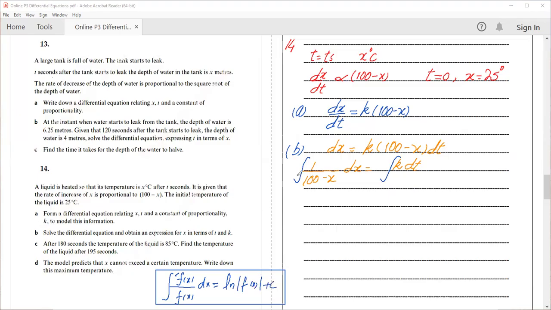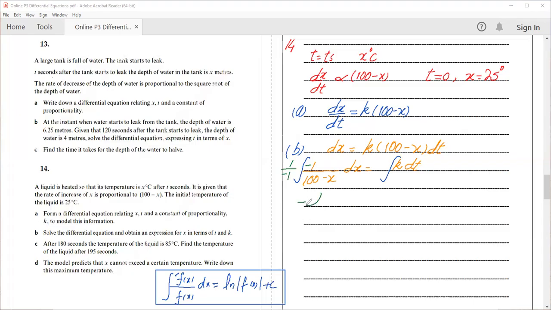So what will be the answer of the left hand side? The denominator has terms involving x. The whole power of the denominator is 1, but its derivative is not over here. So you have to multiply by 1 over here and divide by minus 1 over here.